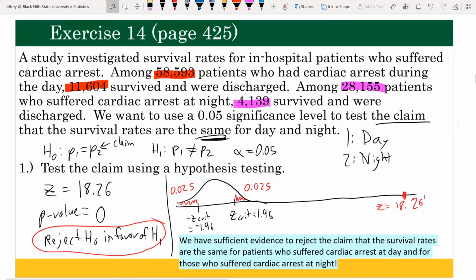Now, what's not clear is how are they different? Is it those that had the cardiac arrest at night that had a higher chance of survival rate, or is it those at day? We'll come back to this question in the next slide where we look at the confidence interval.